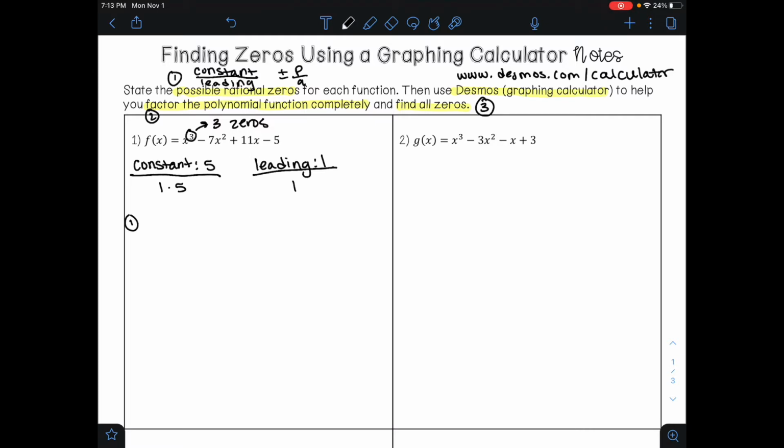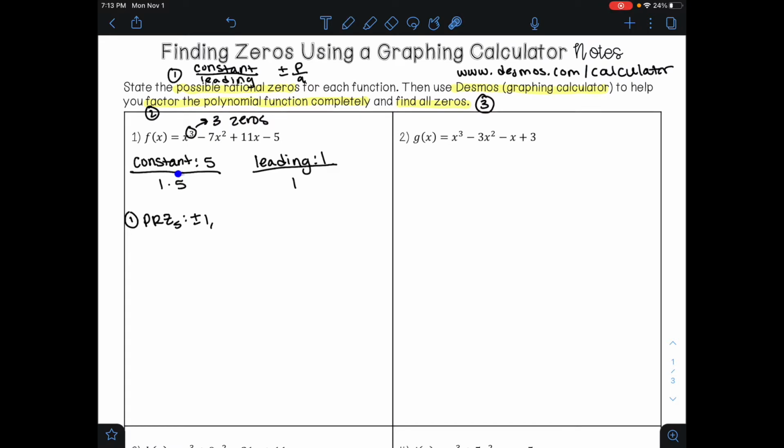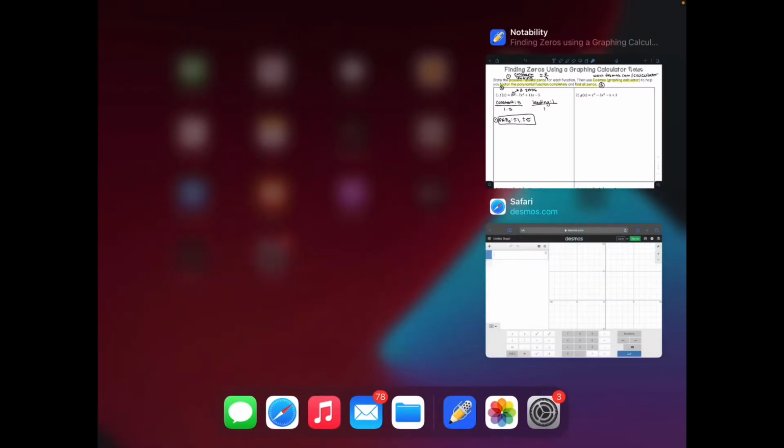So my possible rational zeros is, 1 divided by 1 is 1, and 5 divided by 1 is 5. So I have 4 possible rational zeros. Positive 1, negative 1, positive 5, and negative 5. So what I can do from here is type this into my graphing calculator, and I can see which of my possible rational zeros are actually zeros. So let's go to Desmos so I can show you what I mean.